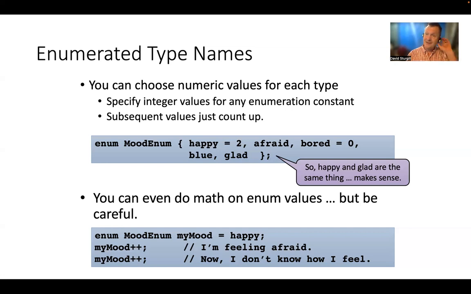Enumerated values, since they're secretly just stored as integers, you can use the normal integer operations on them if you want. So here I start out a mood with happy, that's another word for 2, and then I add 1 to it. Looking back at the type, that would increment it to whatever value afraid represents, 3. And then I increment it again, and then it doesn't match any of these values. Enumerated types in C don't guard against that.